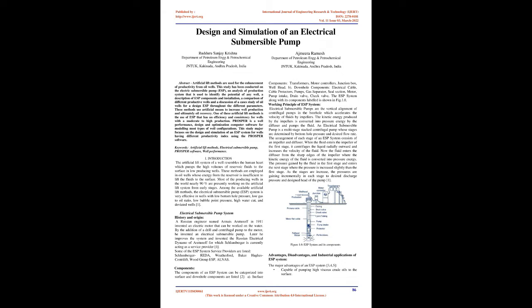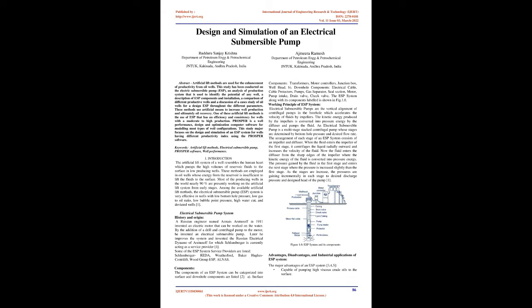Introduction. The artificial lift system of a well resembles the human heart, which pumps high volumes of reservoir fluids to the surface in low producing wells. These methods are employed in oil wells whose energy from the reservoir is insufficient to lift the fluids to the surface. Most of the producing wells in the world, nearly 90%, are presently working on artificial lift systems from early stages. Among the available artificial lift methods, the electrical submersible pump, ESP, system is very effective in wells with low bottom hole pressure, low gas to oil ratio, low bubble point pressure, high water cut, and deviated wells.